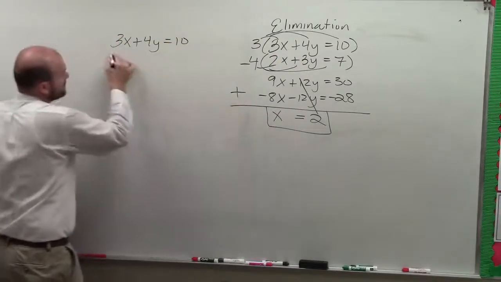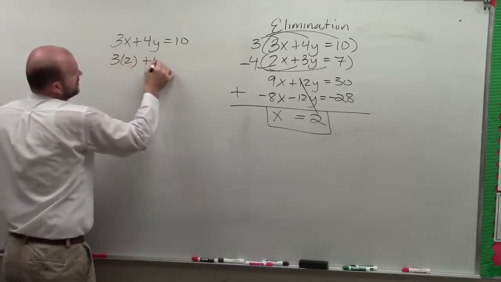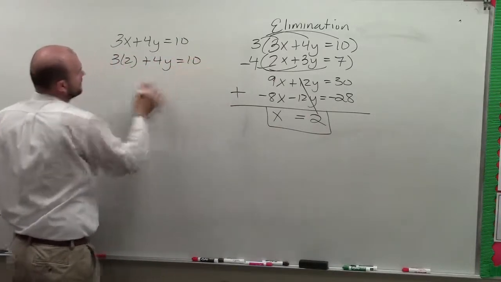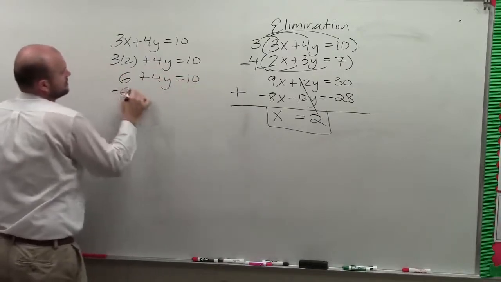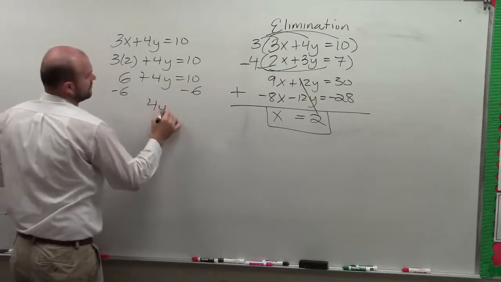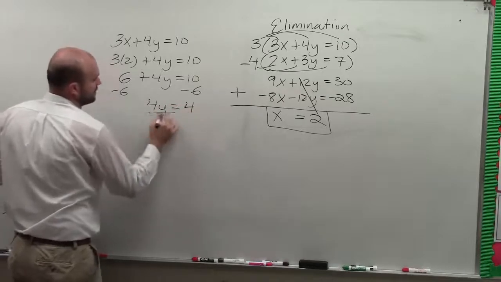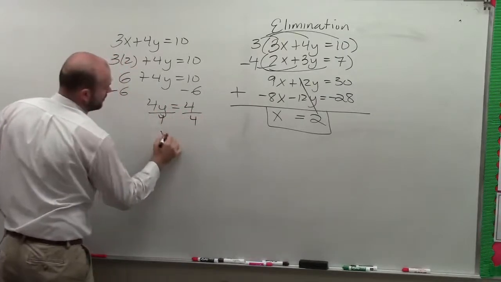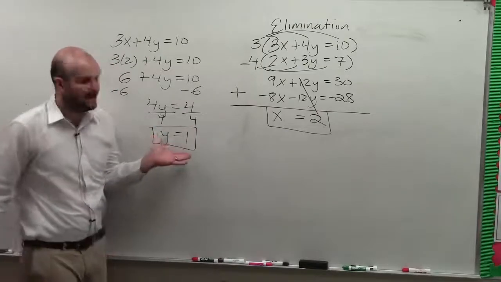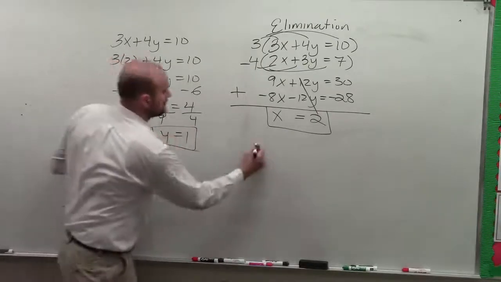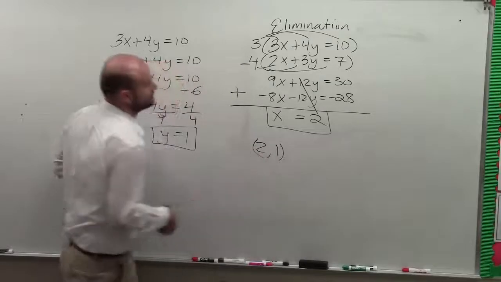I know what x is. 3 times 2 plus 4y equals 10. 6 plus 4y equals 10. Subtract 6, 4y equals 4. Divide by 4, divide by 4, y equals 1. So again, ladies and gentlemen, we have a coordinate point of (2, 1).